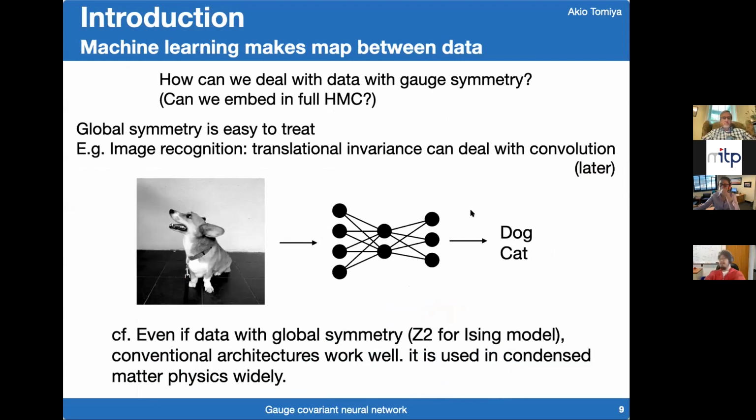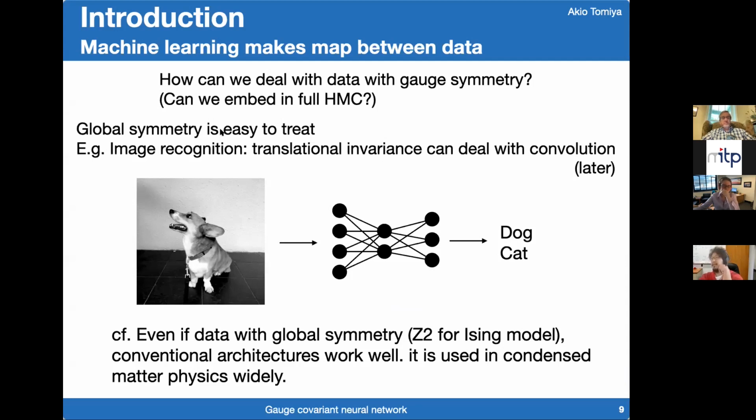Okay, let me move on to my contents. So I'm interested in the gauge symmetry. How can we deal with data with gauge symmetry? And how can we embed the gauge symmetric neural network in full HMC?